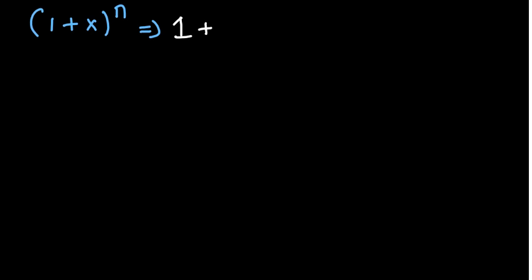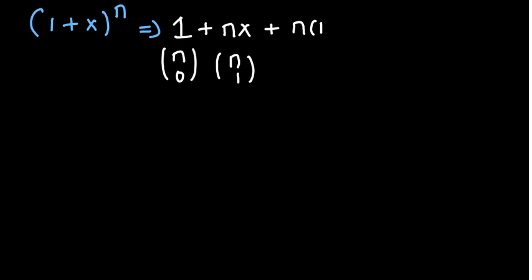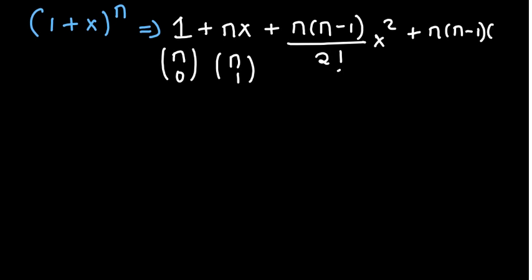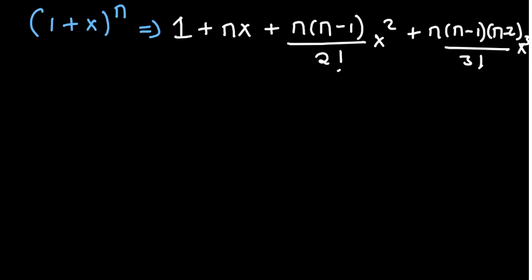So we have 1 plus n of x, plus, of course, the first part is n choose 0, n choose 1, so it will be n choose 2. So n choose 2, go all the way up to n minus 1, over 2 factorial, x squared, plus n minus 1 all the way up to n minus 2, and then 3 factorial, that means x will be to the power 3, and so on and so forth. So that's the general formula for that form.